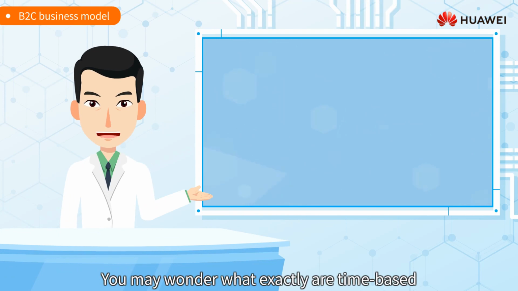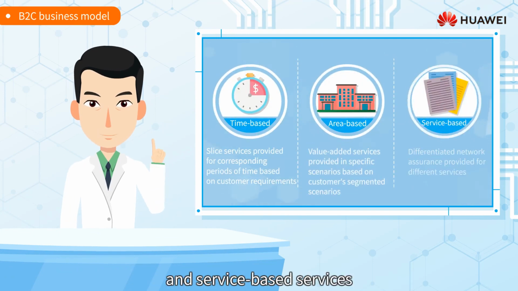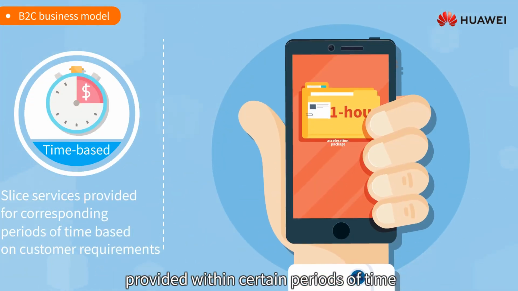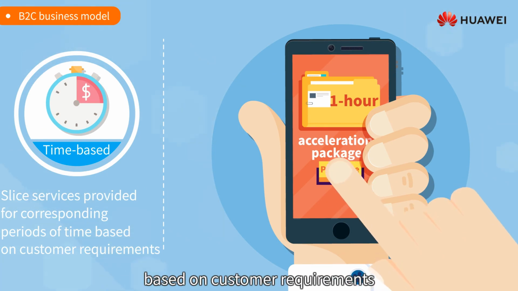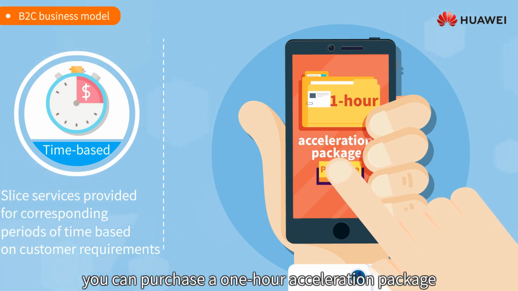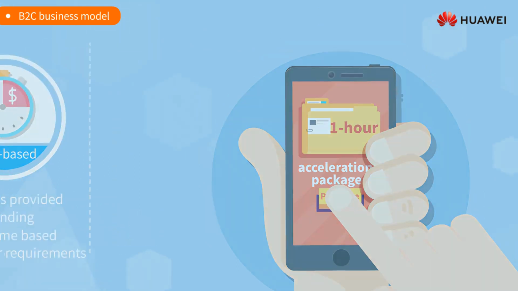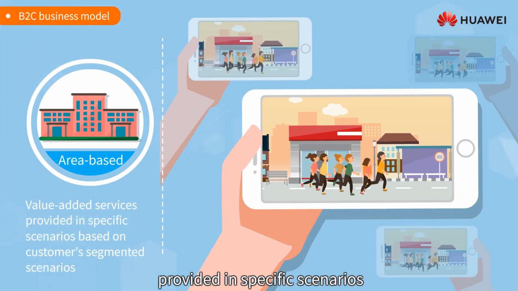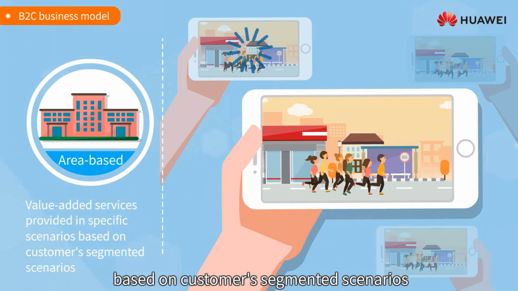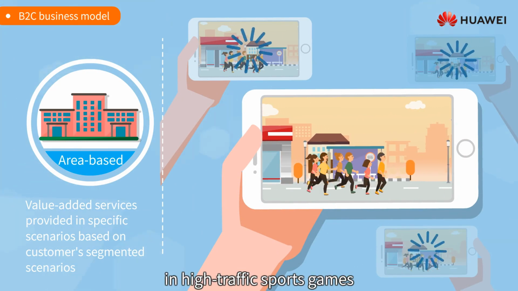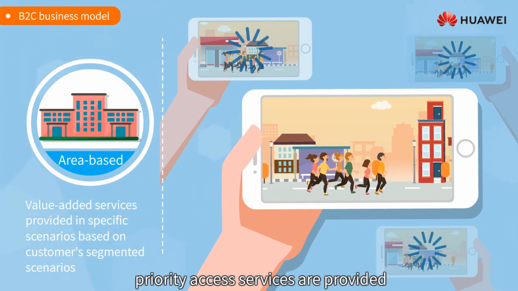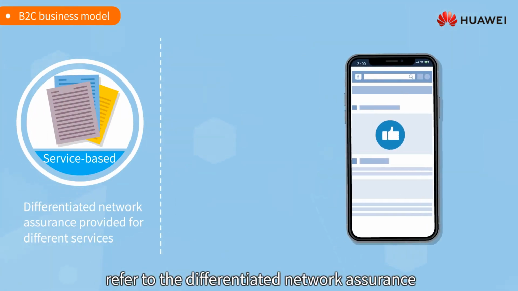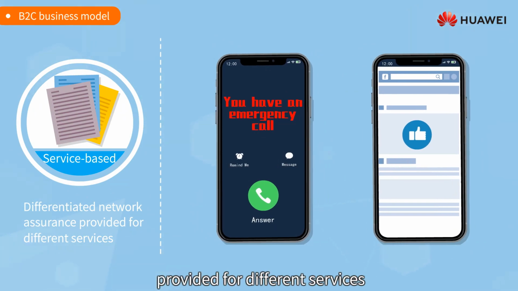You may wonder what exactly are time-based, area-based, and service-based services. Time-based services refer to the slice services provided within certain periods of time based on customer requirements. For example, you can purchase a 1-hour acceleration package. Area-based services refer to the value-added services provided in specific scenarios based on customers' segmented scenarios. For example, in high-traffic sports games, priority access services are provided. Service-based services refer to the differentiated network assurance provided for different services.